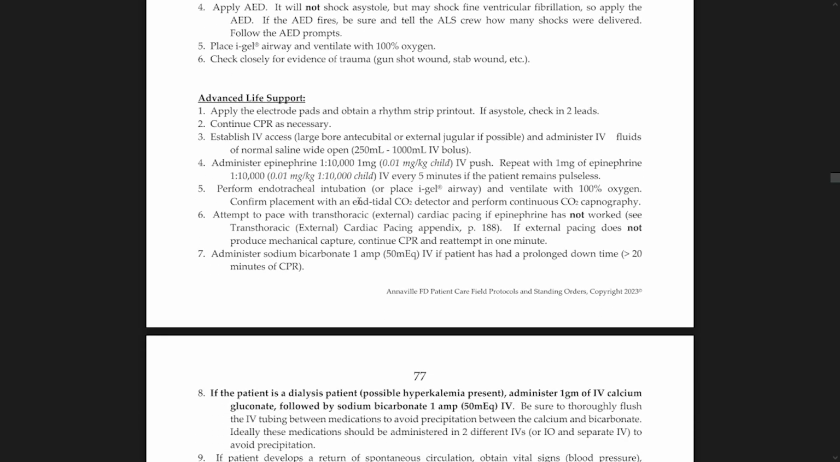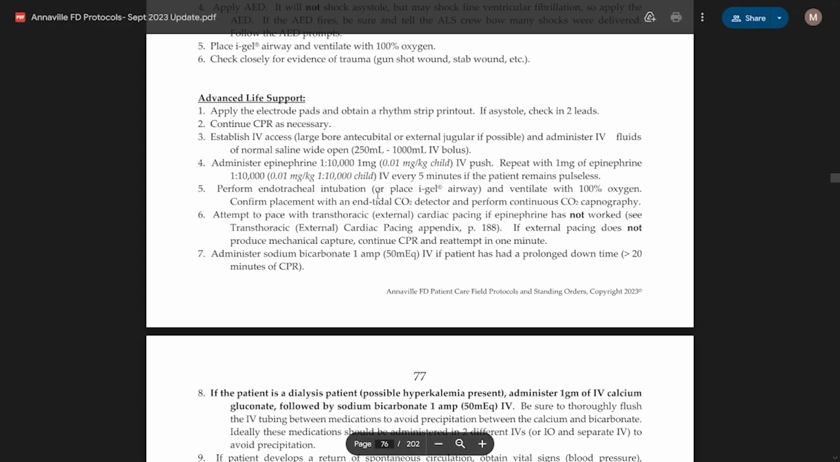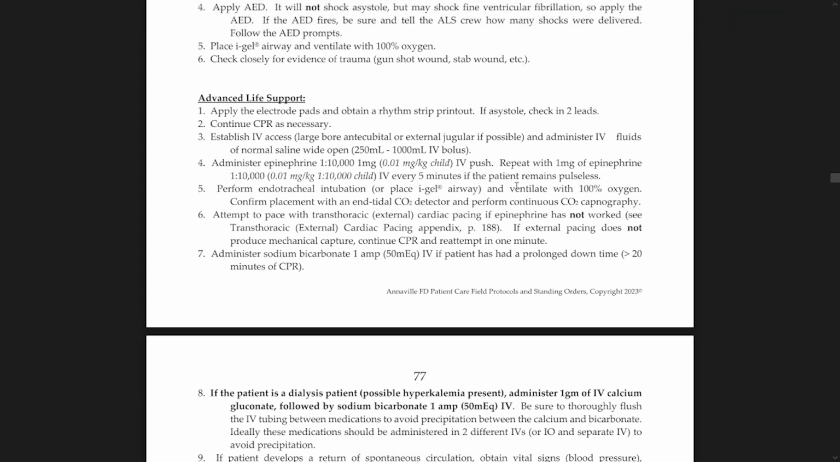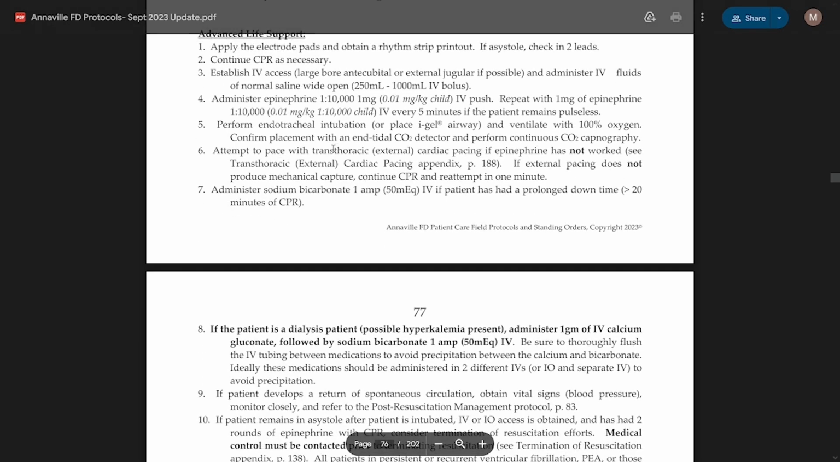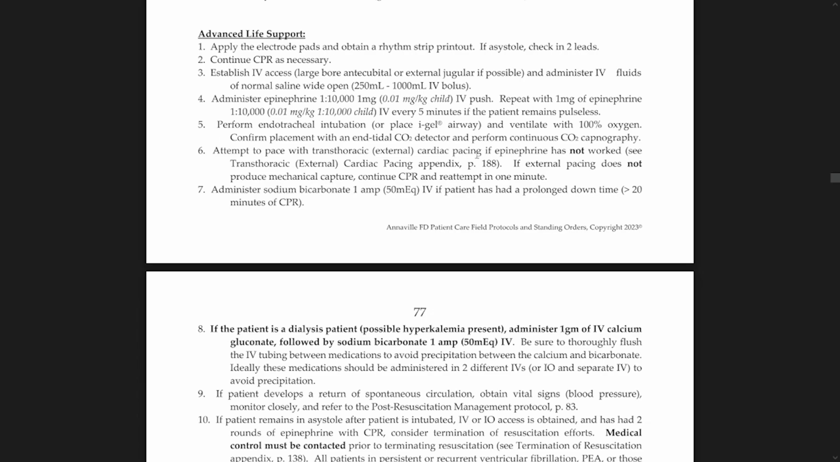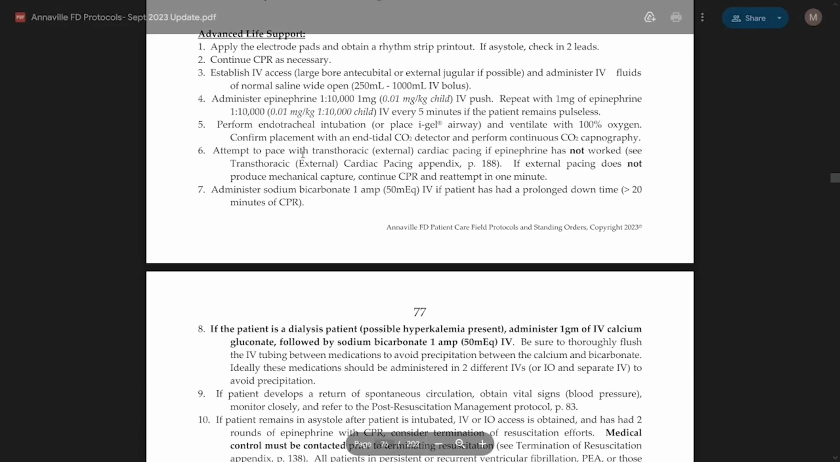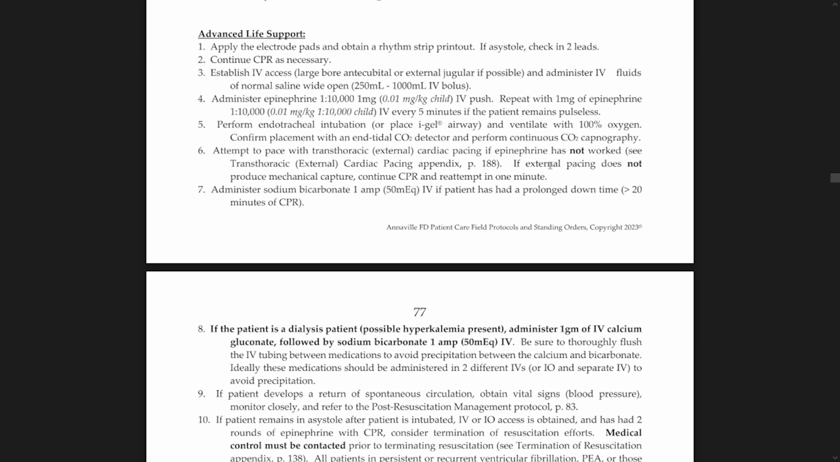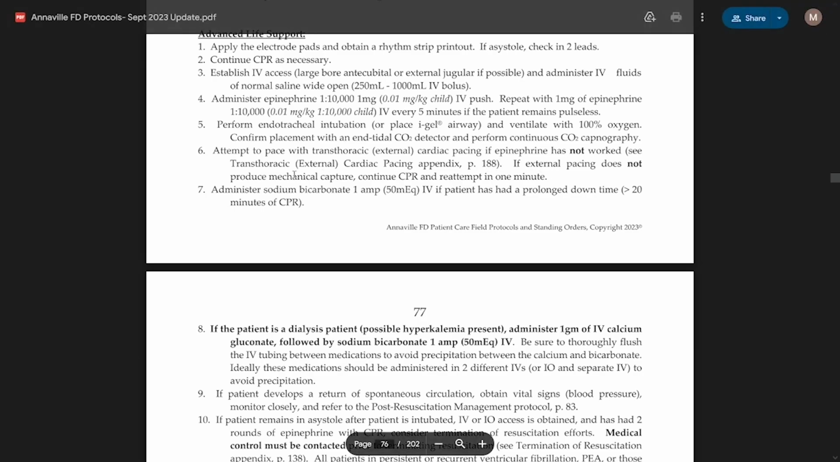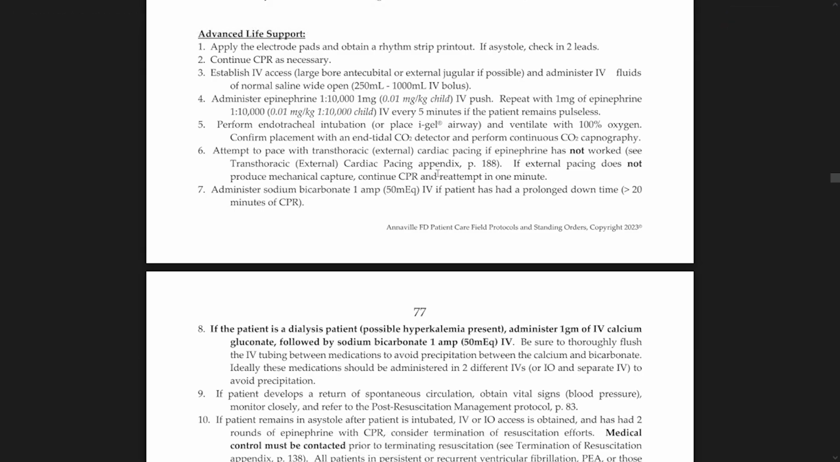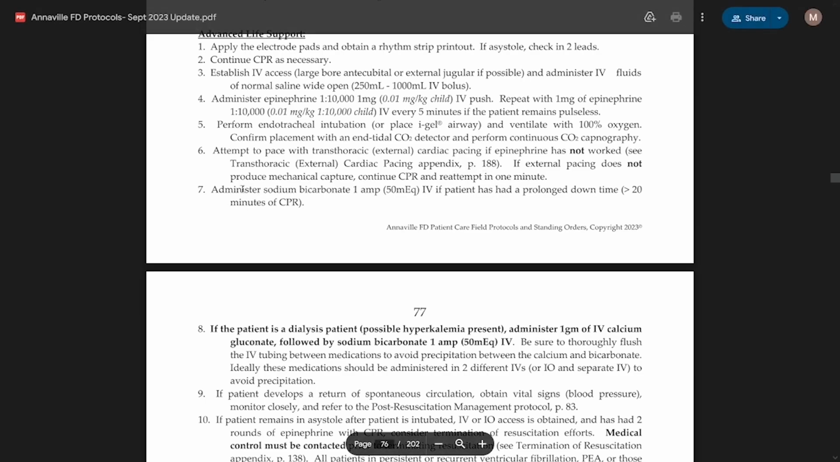Perform endotracheal intubation or place an i-gel airway device and ventilate with 100% O2, and confirm placement with an end-tidal CO2 detector and continuous waveform capnography. Attempt to pace with transthoracic external cardiac pacing if epinephrine has not worked. See transthoracic external cardiac pacing, appendix page 188. If external pacing does not produce mechanical capture, continue CPR and reattempt in 1 minute.